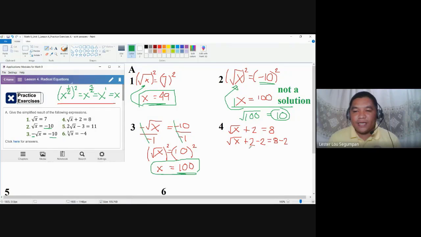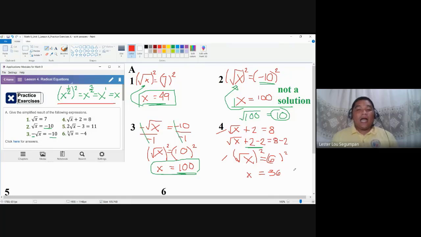The purpose for this is to remove this one, and we only leave square root of x here, and this would be equal to 8 minus 2, which is 6. As you can see, if you compare this equation with the equation in the given, this is way easier to look at or to square than the given equation. And then we start squaring both sides. So we have here x is equal to 36.